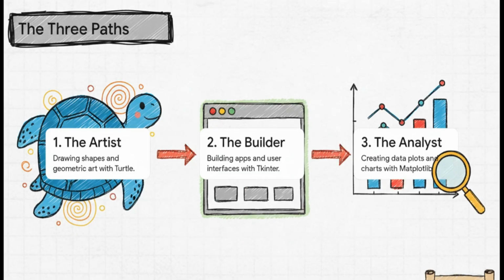Think of it like this. First, you'll be the artist using a library called Turtle. Then you'll become the builder with something called Tkinter. And finally, you'll step into the role of the analyst with Matplotlib. These three tools, they are the foundation for pretty much your entire creative coding adventure.